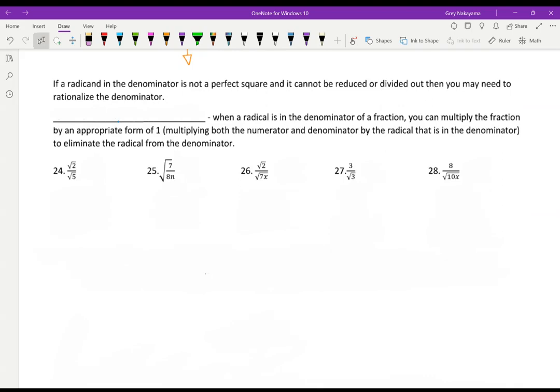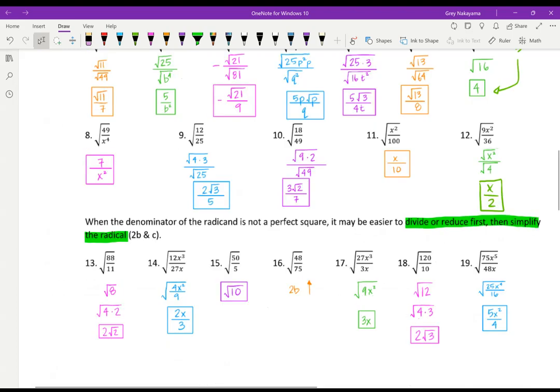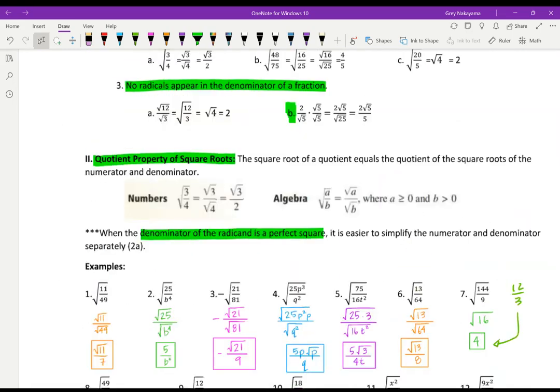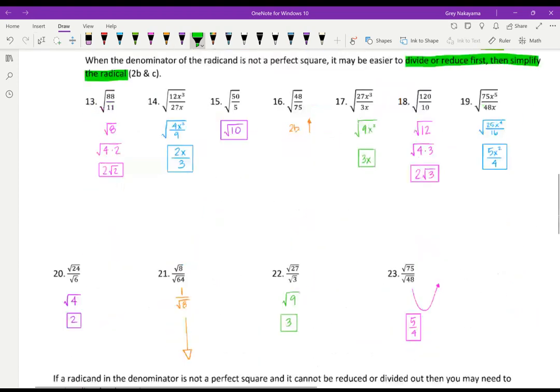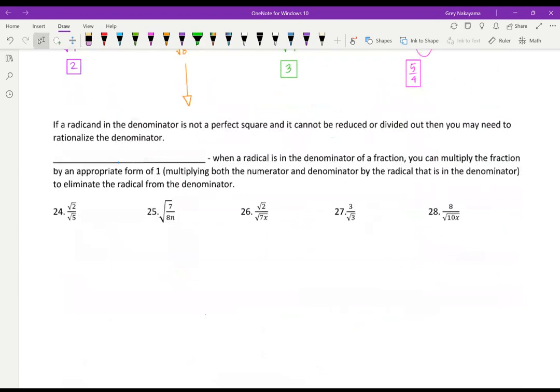And we're only going to do these last 5 examples. All right, so if the radicand, this is like the example up here that we talked about, what we're concentrating on now is: what happens if I can't simplify these out? If I can't simplify them out, then I have to do a process called rationalizing the denominator.